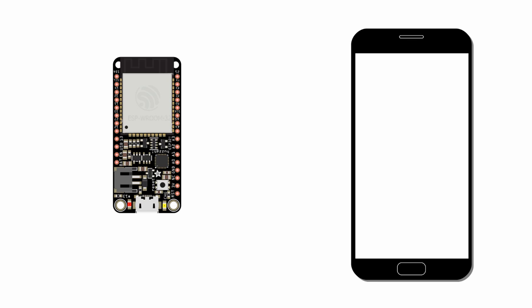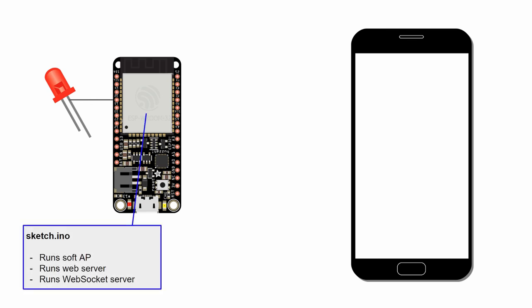We'll start by connecting some hardware to the ESP32. I'll use an LED as a basic example. Next, we write an Arduino sketch that turns on the soft access point on the ESP32, runs a basic web server that responds to HTTP requests and serves up a simple HTML file, and finally runs a WebSocket server that responds to WebSocket requests. This sketch will be compiled and run on the ESP32.